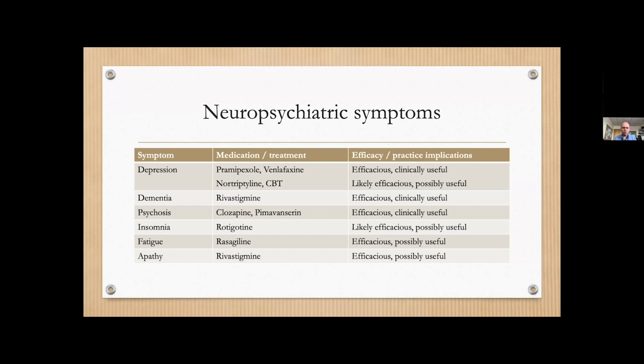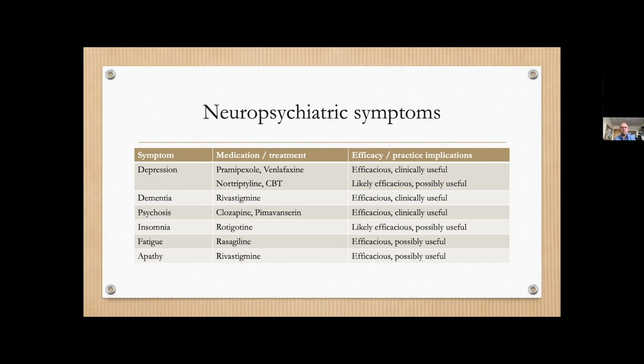You'll initiate the cognitive enhancers themselves, but the evidence base is strongest for rivastigmine in that regard. Psychosis is a really challenging thing to come across in Parkinson's disease. Getting access, the best evidence is for clozapine and a drug that's not yet available in the UK, pimavanserin. I can't say that very easily.